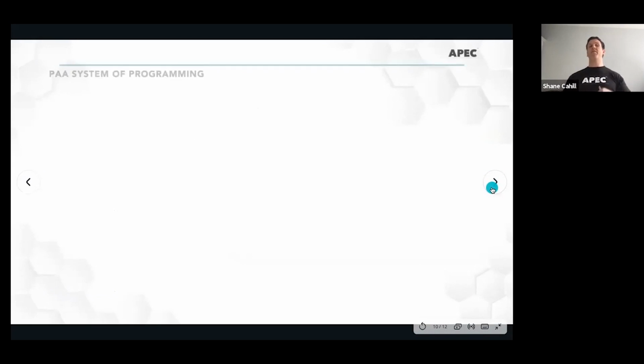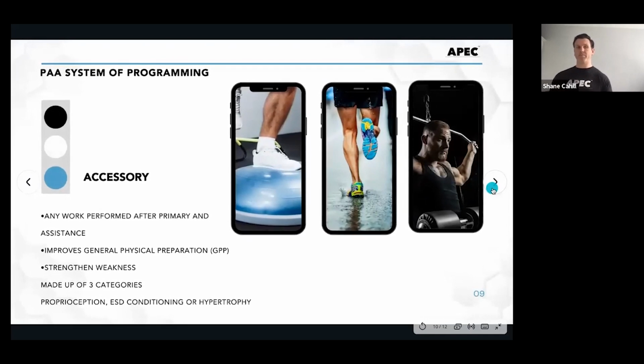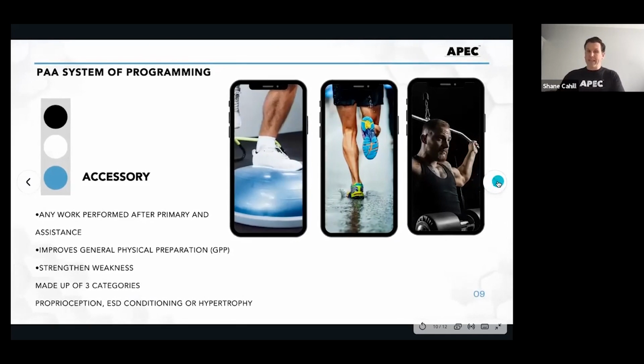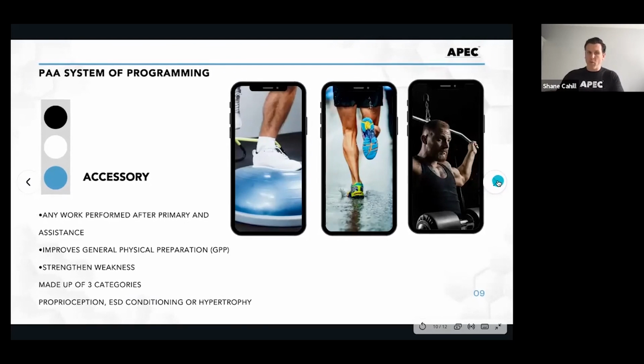Finally, we have the accessory. So the accessory part of the program is any work performed after the primary and assistance lifts. This section of the program is designed to improve what's called general physical preparation or preparedness, a thing called GPP. It's designed for you as a coach to be able to program so that you can strengthen weaknesses. And this section of the program actually splits into three different components.